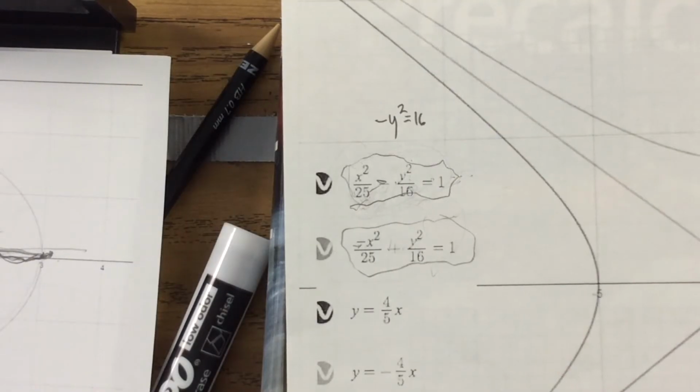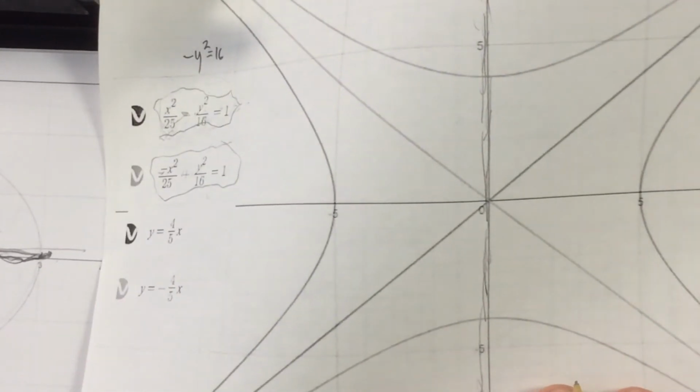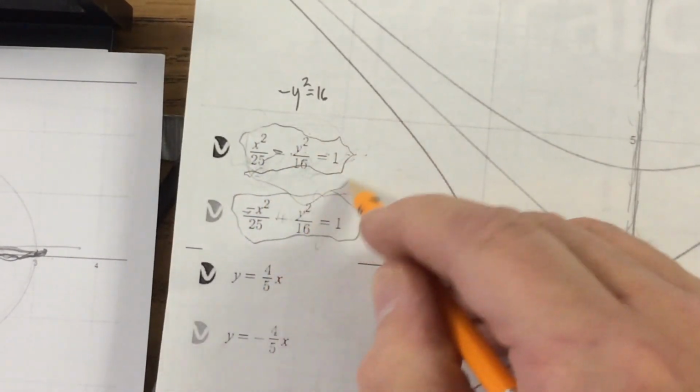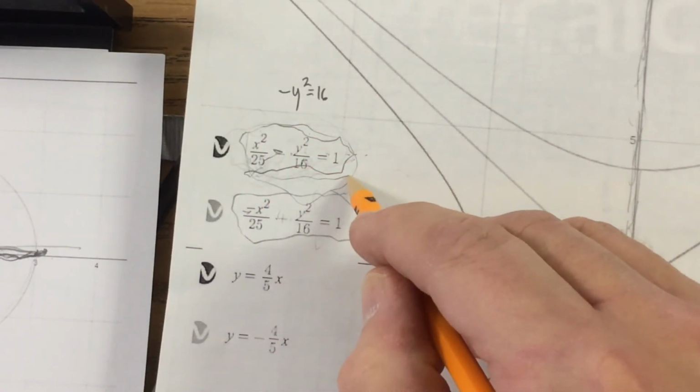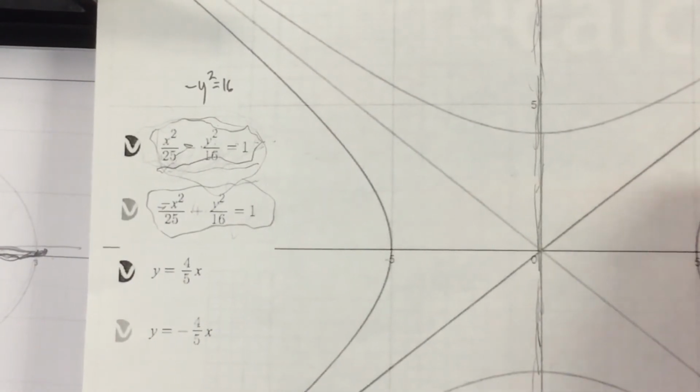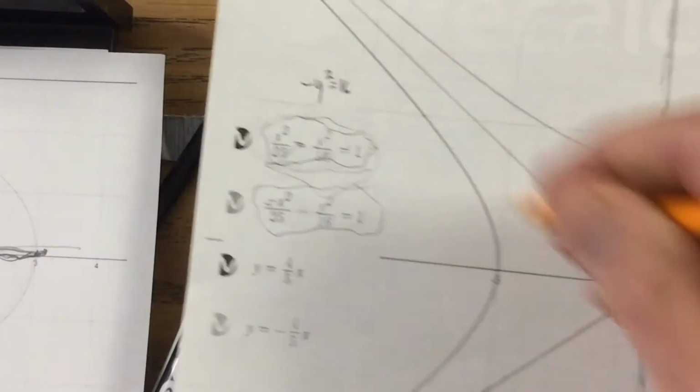Not in the real system, right? Not in the real number system. So that means on a real coordinate plane, real number coordinate plane, this equation right here cannot cross the y-axis. So that's this one right here. This one and this one.